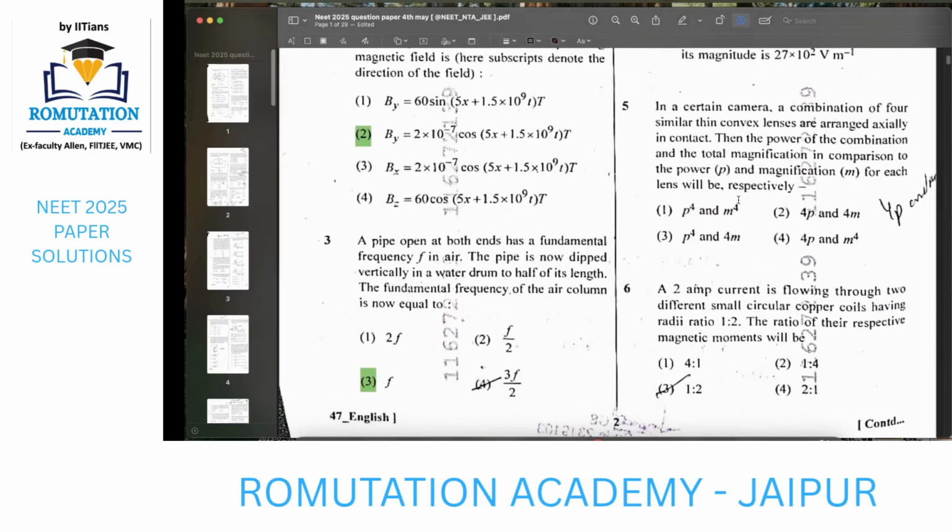Okay, let's go towards the fifth question now. In a certain camera, there is a combination of 4 similar thin convex lenses arranged axially. Their axis seems to be just common, because they are arranged as a combination of convex lenses axially. Their axis seems to be exactly coincident, right? Same axis they are using. Then the power of the combination and the total magnification, in comparison to the power and the magnification for each lens, will be how much?